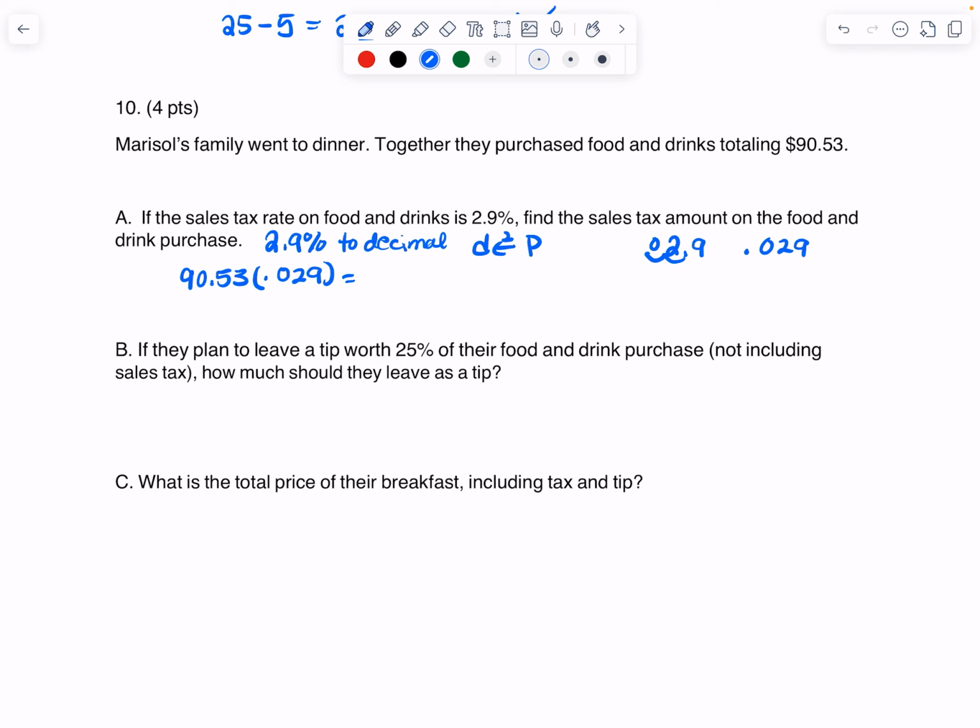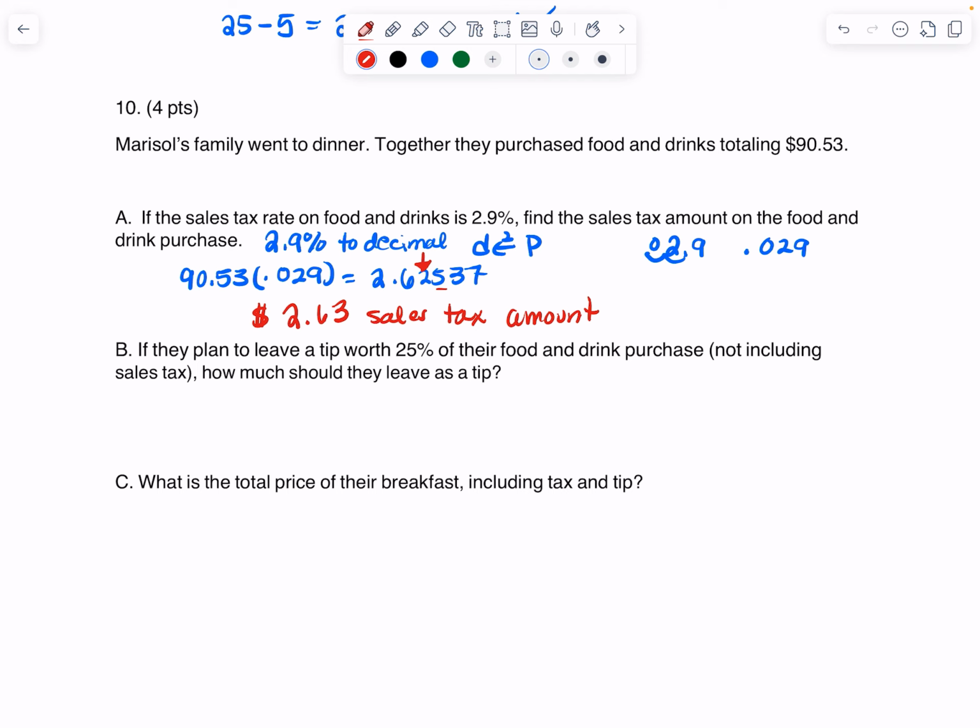Okay, so let's figure out what that is. So we're going to take 90.53, and multiply that by 0.029. And when I do that, I get 2.6257. Again, we're talking about money, so we're going to have to round to the hundredths place. So I look at the value behind it. It's a 5. I'm going to have to round up. So the sales tax is going to be $2.63. So that's the sales tax amount.